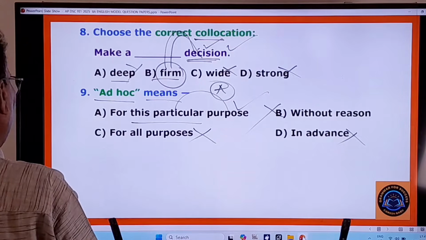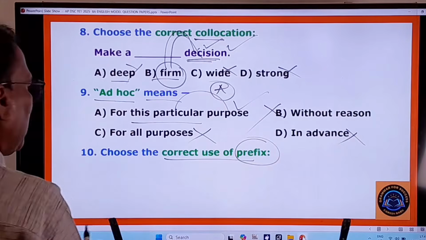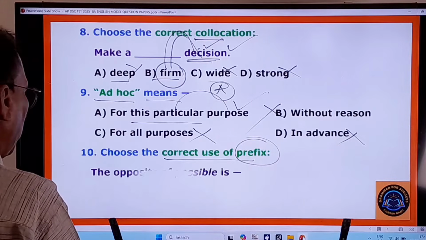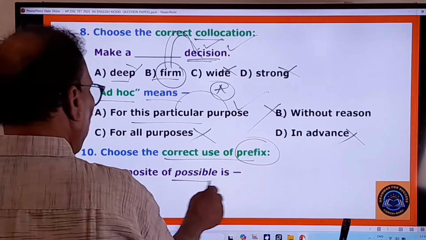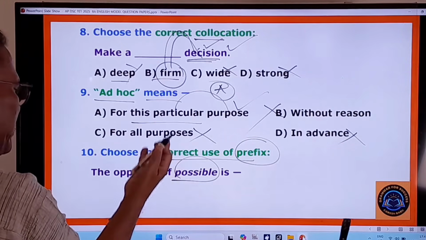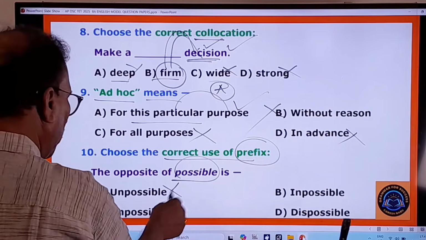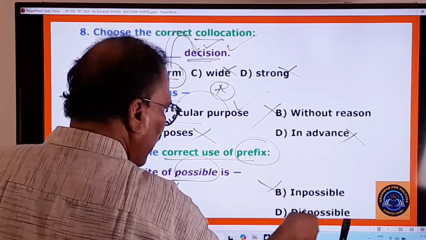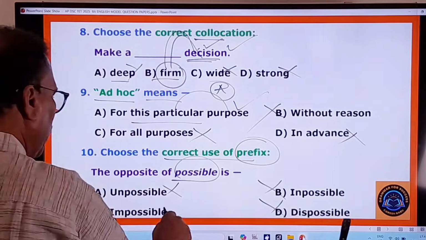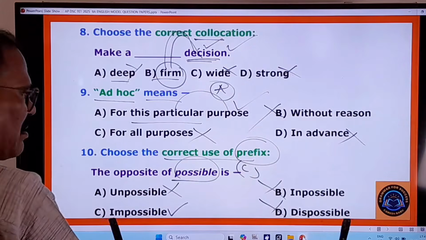Now you move on to the 10th question. Choose the correct use of prefix. Okay, what is the correct use of prefix? Here you pay attention. The opposite of possible. What is the opposite of possible? Everybody knows this pretty well, and therefore there is nothing to explain. Unpossible you don't say, dispossible you don't say, but you say impossible. So therefore C is your correct answer.